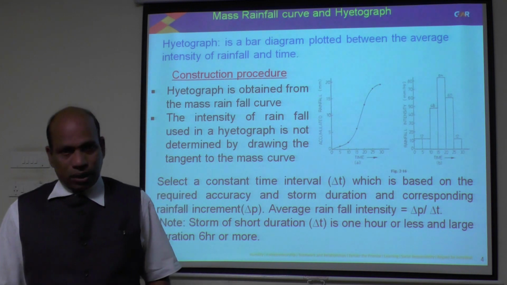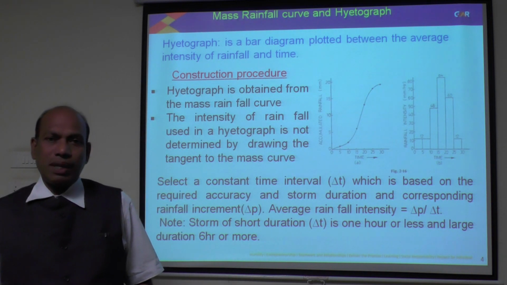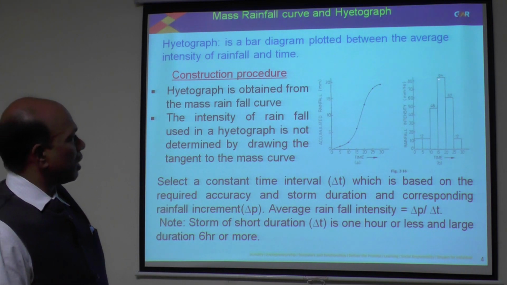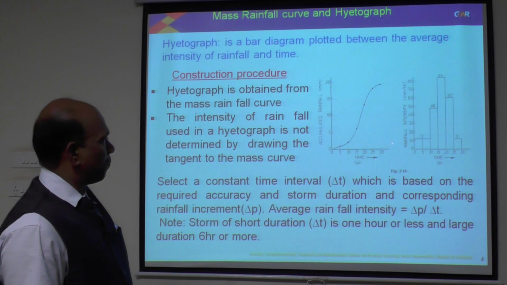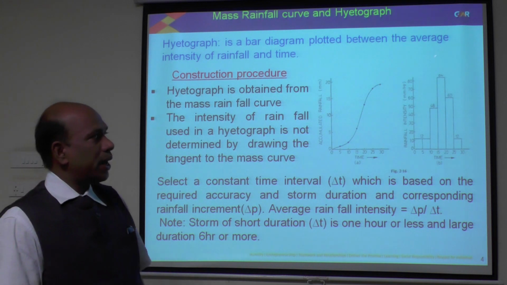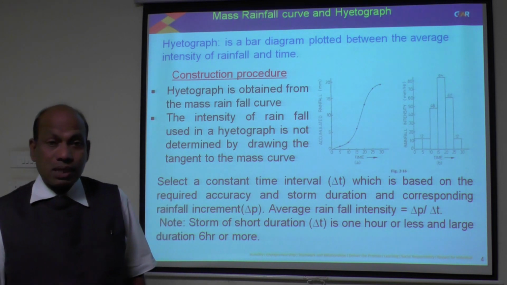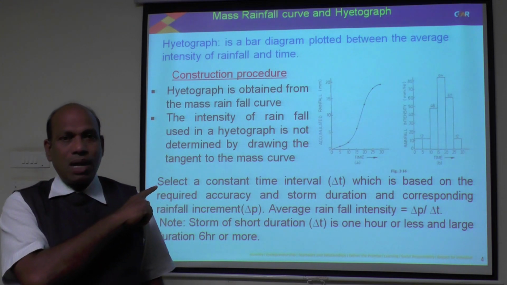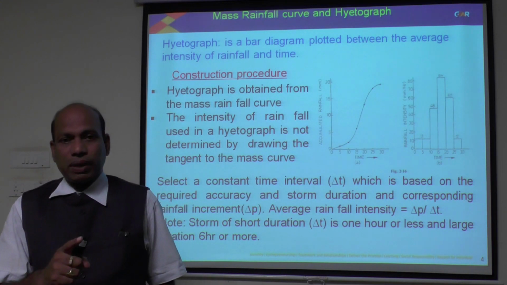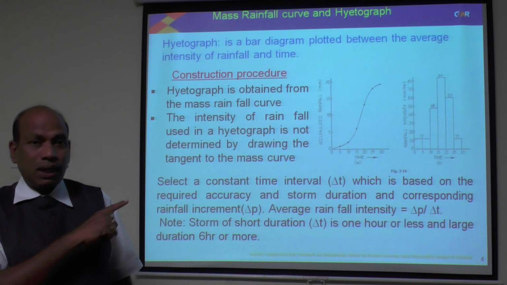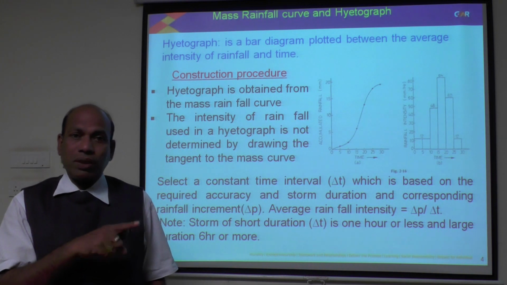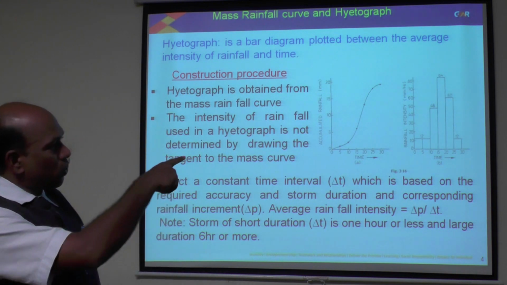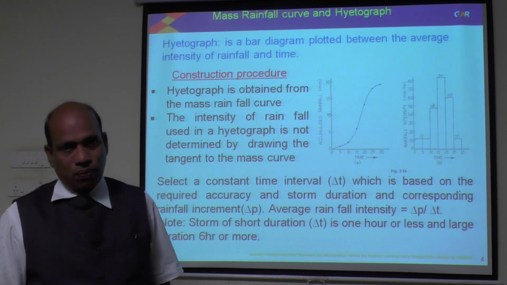Next one, hyetograph. A hyetograph is a bar diagram of average rainfall intensity versus time. How do we construct this hyetograph? For this, we should know the intensity of rainfall. We already discussed that the tangent of the mass rainfall curve gives the intensity of rainfall, but that rainfall intensity is not used when we construct the hyetograph.